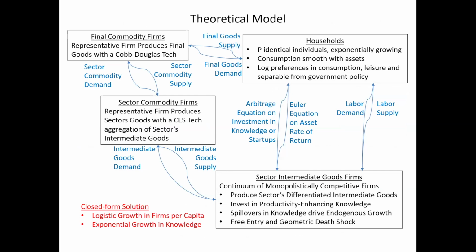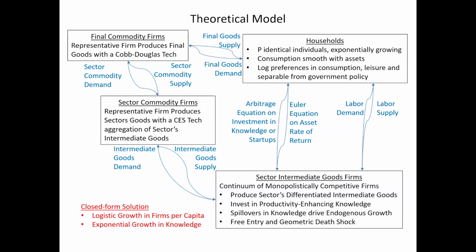So we build a theoretical model, right? That's what we did, and it's a big macro model. It's got lots of moving pieces. But the workhorse of the model is in the bottom right, and they're intermediate goods producing firms. You can think of them as manufacturers that make parts that fit into creating the whole good that's out there. They have differentiated intermediate goods, and they invest in productivity enhancing knowledge. There are some spillovers in that knowledge that are driving this endogenous growth. And there's free entry and exit from the market.